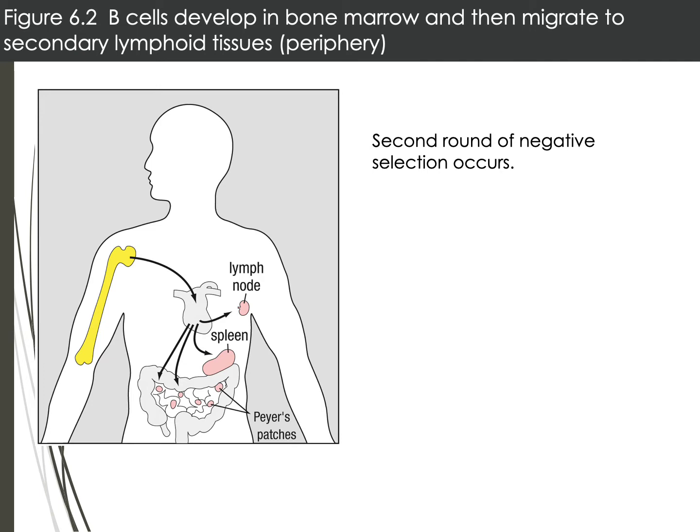Many other textbooks will mention it going to the spleen for a second round of negative selection, and then onto other secondary lymphatic tissues, such as lymph nodes, Peyer's patches, and such. So just be aware that if you're using other textbooks, and also when I mention the second round of negative selection, you should know that this is happening in the spleen.